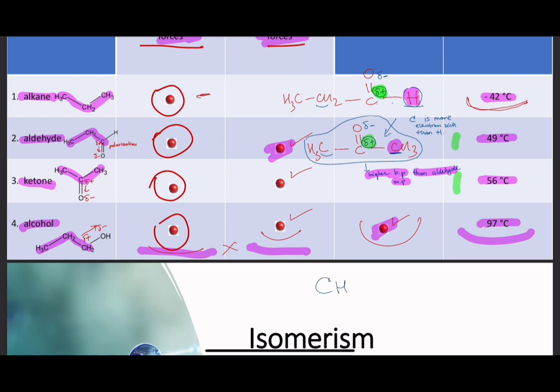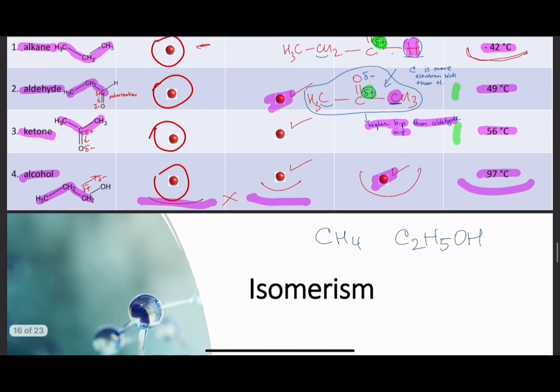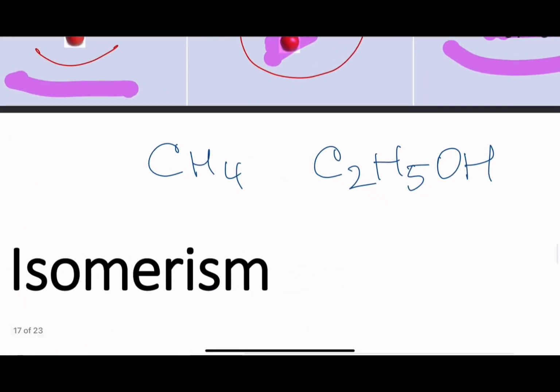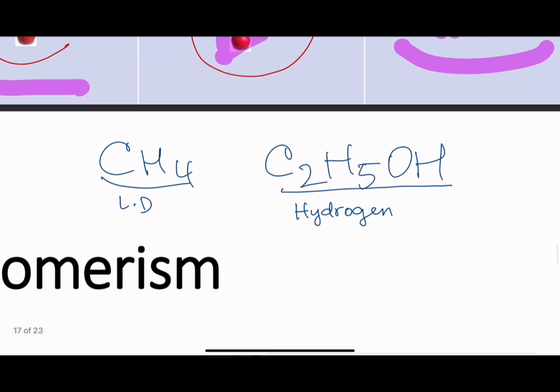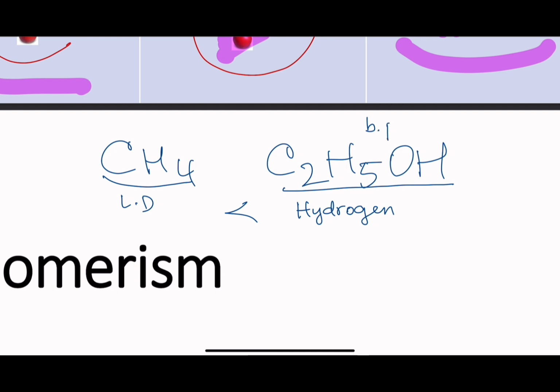Let's say CH4, and then you have another compound with C2H5OH. Okay, so this is alcohol. So in this case, you know that you have a London dispersion on this one, and then for this guy, you know that you also have hydrogen bonding. Of course, hydrogen bonding is stronger than London dispersion. So this guy will have a higher boiling point than this methane.